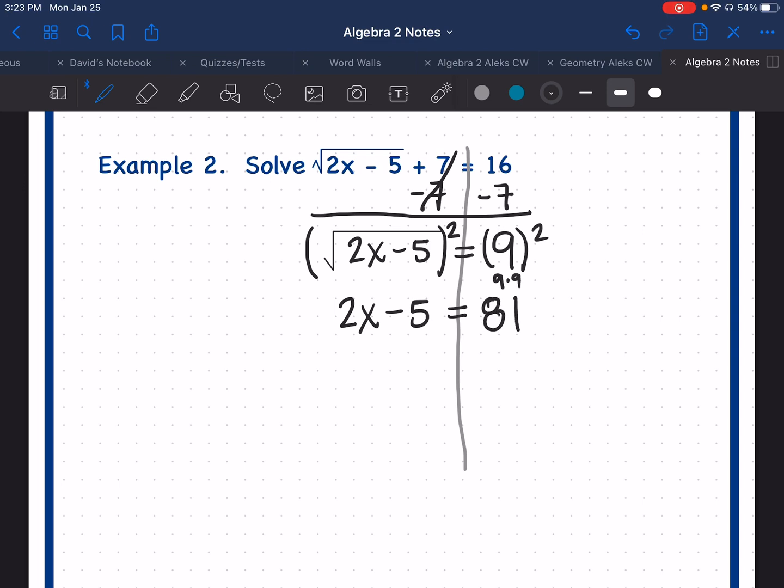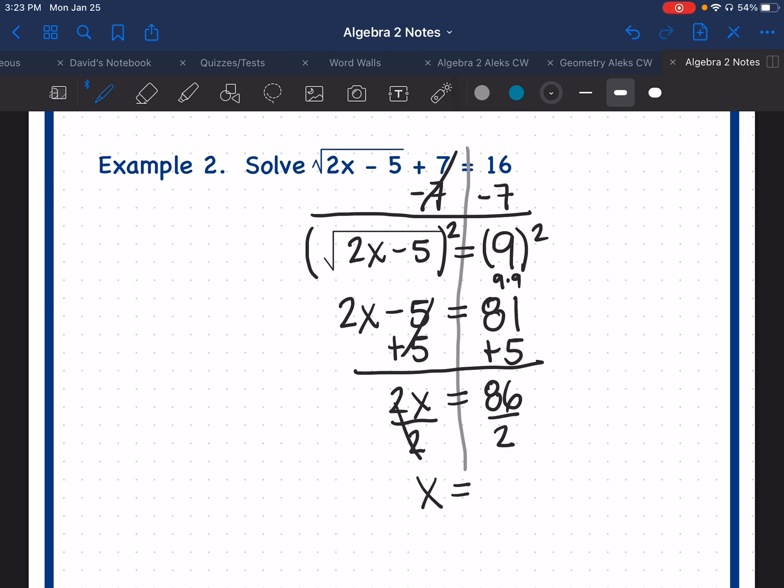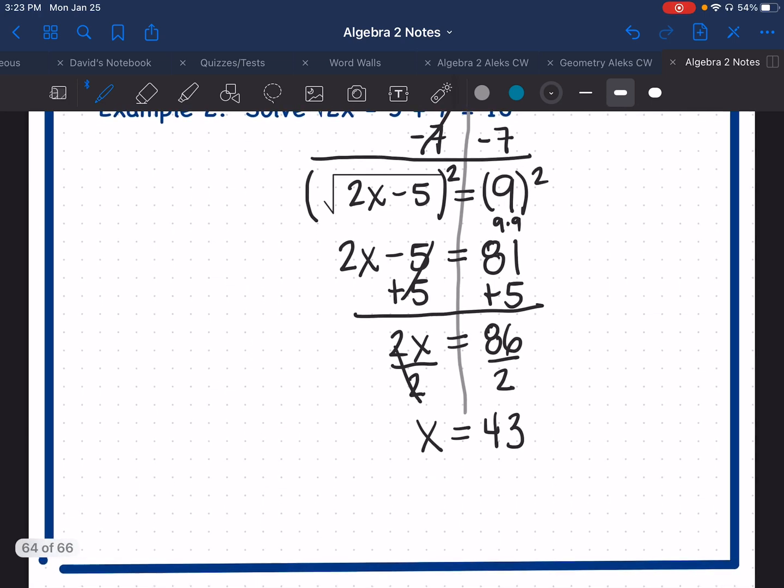Now I simply have this two-step equation to solve. So I'm going to go ahead and add my 5. 81 plus 5 is 86. And I go ahead and I divide by 2. X equals 43. Before I can go ahead and say that this is my solution, I need to go back and I need to do the check. Okay, I need to go back and I need to check it.